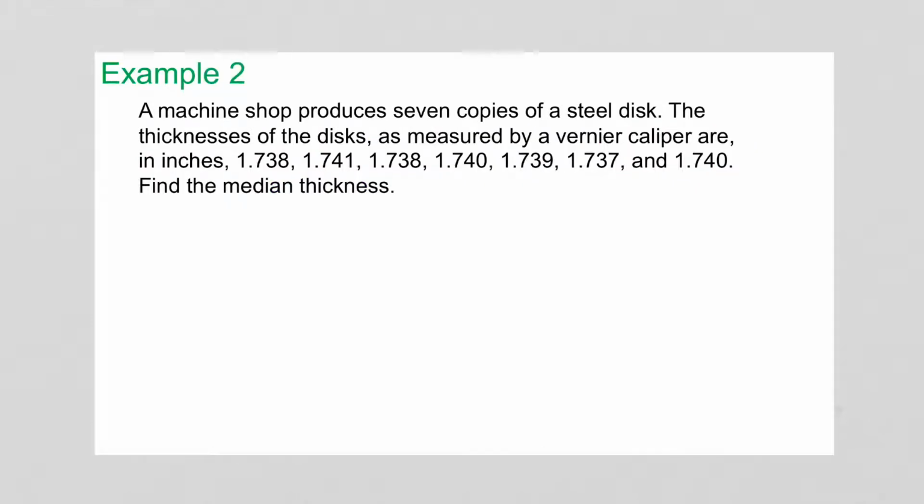So for example 2, it says a machine shop produces 7 copies of a steel disc. The thicknesses of the discs are measured by a vernier caliper in inches. Those data points, I'm not going to read them all out. It'd take forever. Find the median thickness. So we have to start by listing them in order. So let's see. This is the smallest one, and I'm going to kind of mark them out as we go so I don't repeat any.